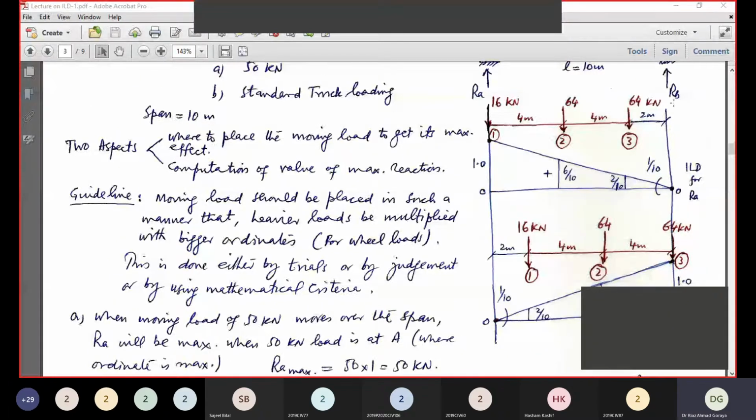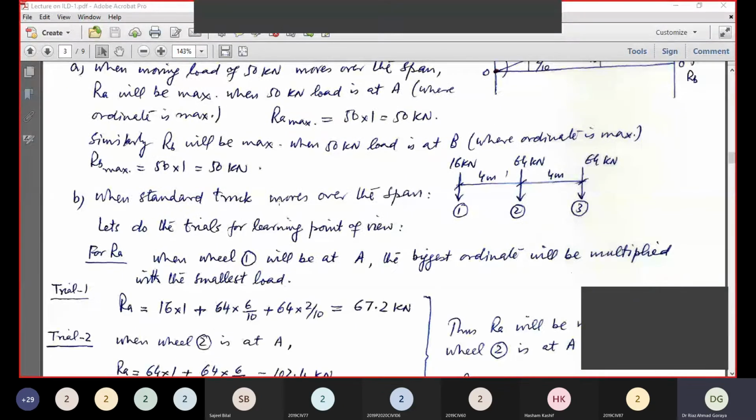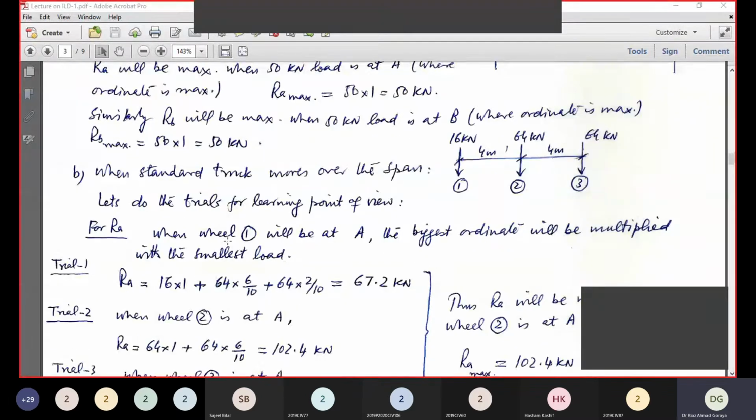However, for standard truck loading, we have to make trials. First possible जो इसकी trial है वो ये है कि the first wheel should be placed at A when the standard truck loading moves over the span. Let's do the trials for learning point of view. Otherwise, it can be done very simply with the judgment. When wheel one is at A, the biggest ordinate will be multiplied with the smallest load.